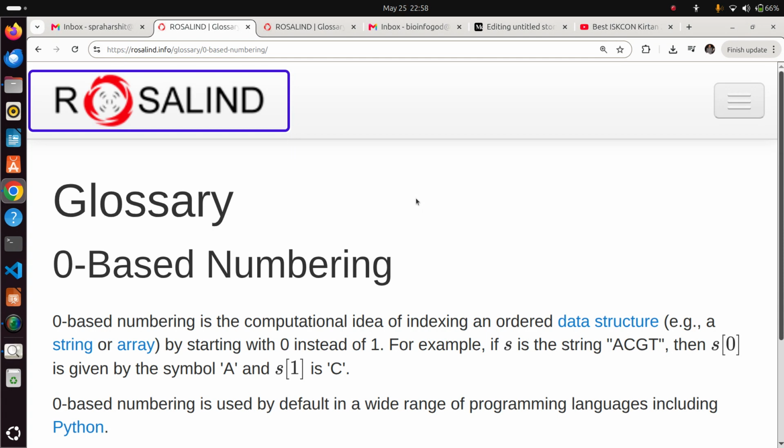Zero-based numbering is usually used by default in a wide range of programming languages including Python, whereas in the Rosalind server, the northernmost server of the world, the Russia server in St. Petersburg, one-based numbering is used instead for Python.